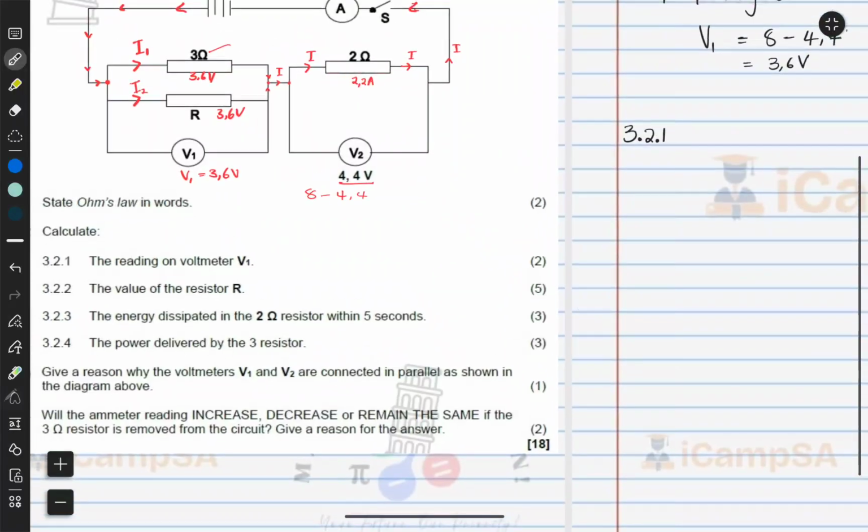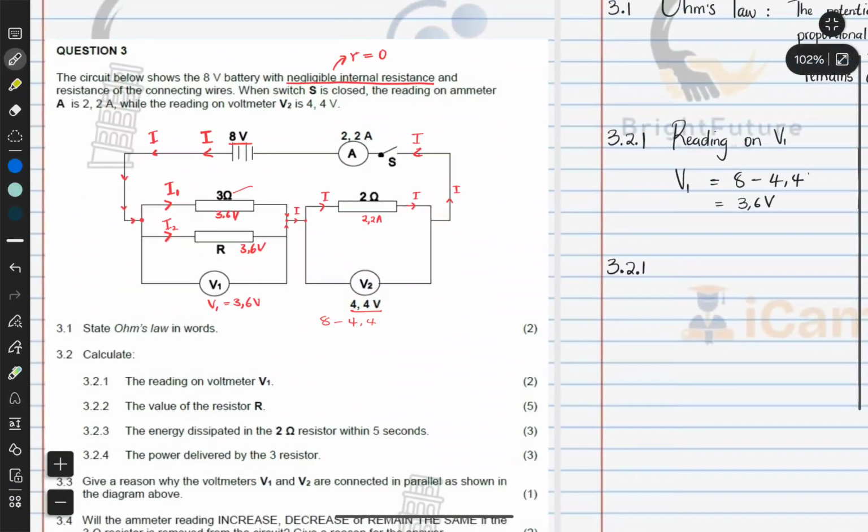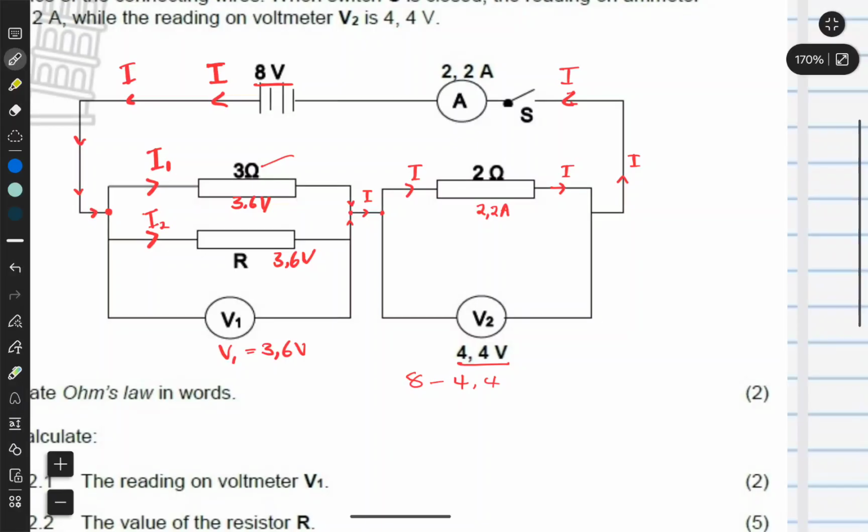What is the value of the resistor R? Okay. So for resistor R, we know the voltage, right? But we do not know the current. So we can't just say R is V over I. So we have to figure out how to get there.